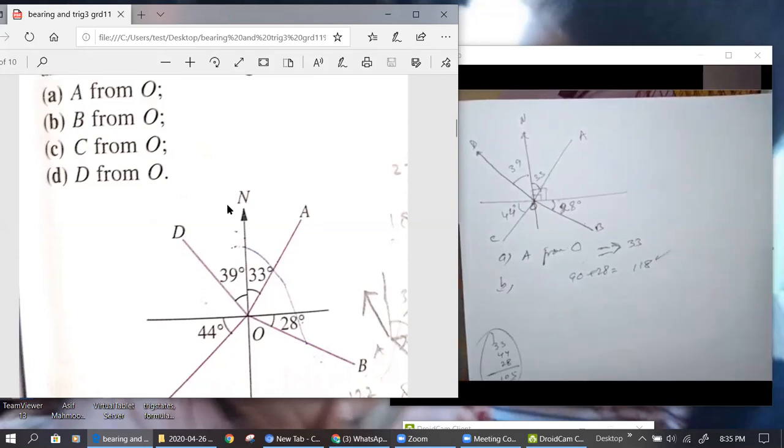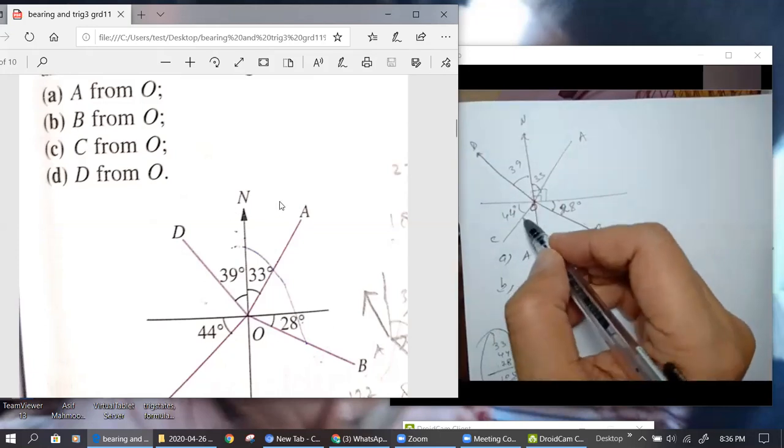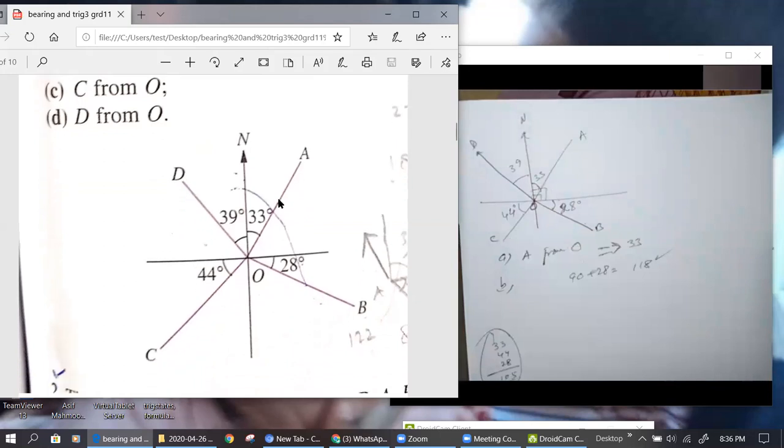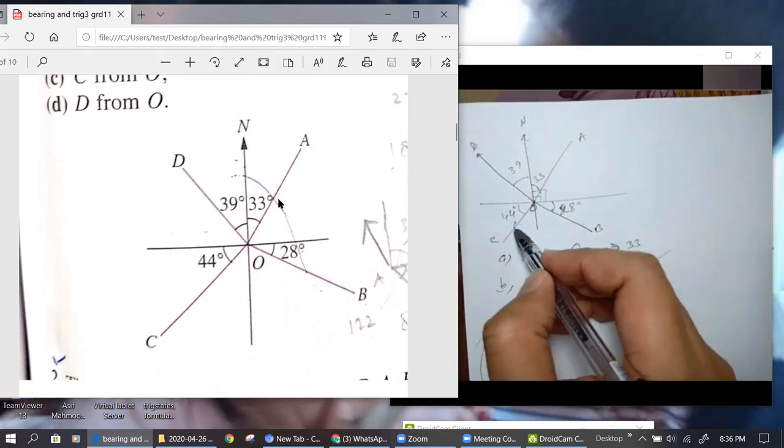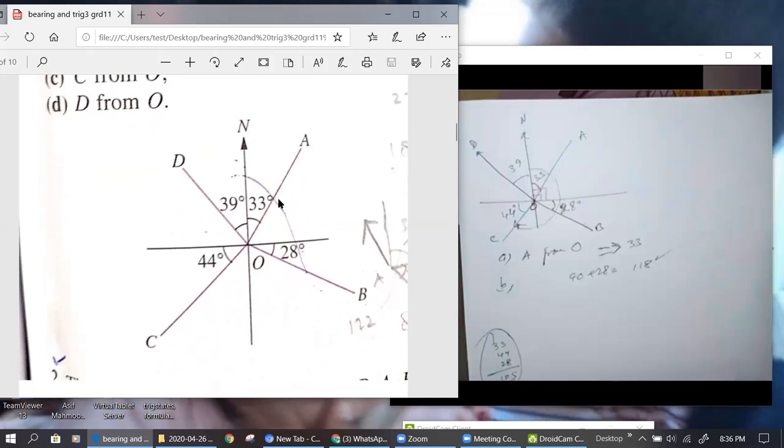What you will do? Now next thing, C. C from O. From O to C, you are moving from O towards C. O to C. Can you lower the question? I can't see C. Like, scroll down. Okay, yeah. O to C. Okay, so this is 90, still here. 90 plus 44. Why 90 plus 44? You will go only in the clockwise direction always. Always take clockwise.